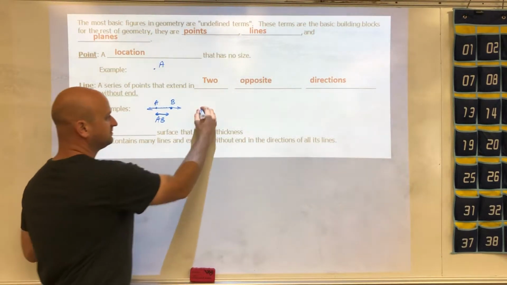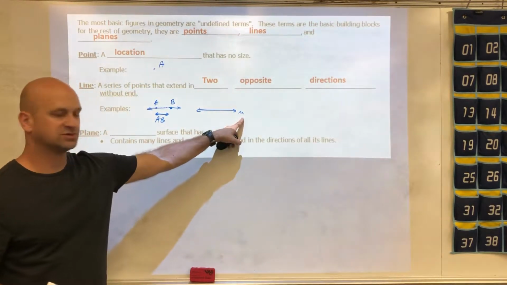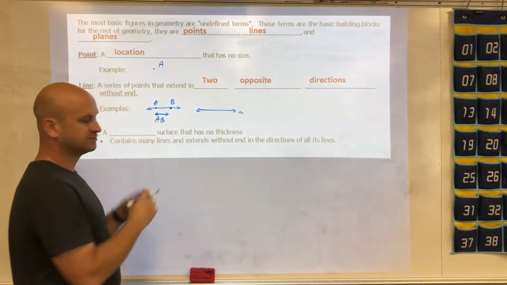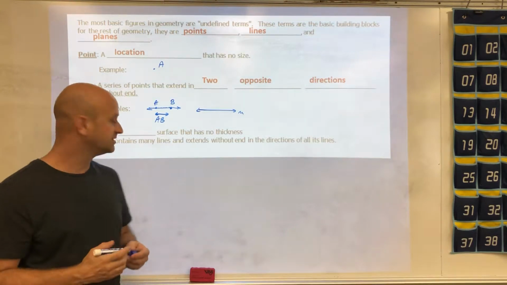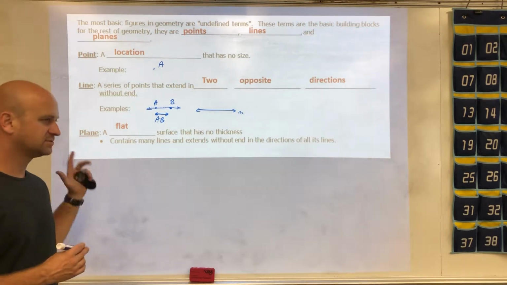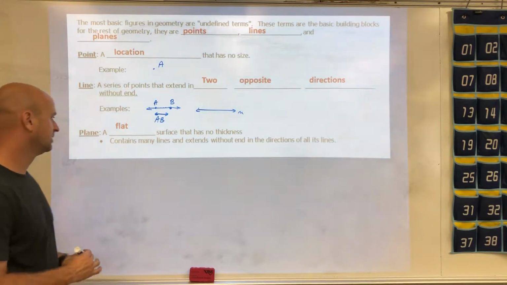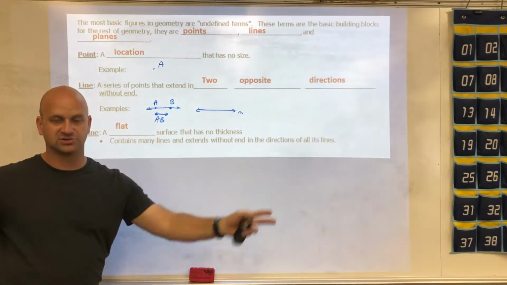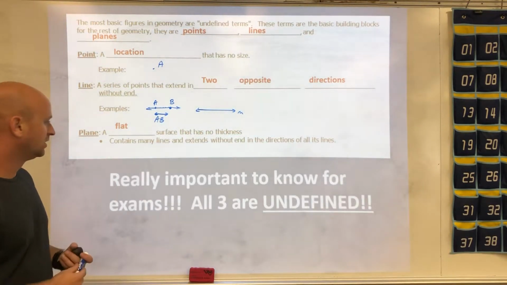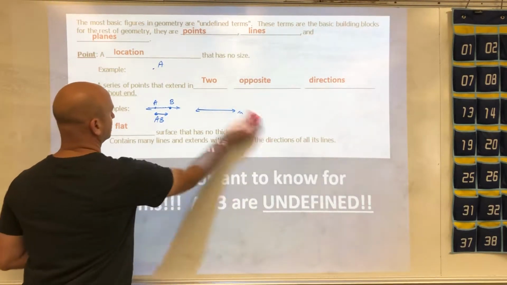Now, there's a different way to identify a line. We can also use lowercase letters. Sometimes we'll see examples where we'll have a lowercase italicized letter. In this case, that's going to be line M. So there's 2 different ways to identify a line depending on how the line is presented. All right, a plane is going to be a flat surface that has no thickness. In class, we'll often talk about a plane being like the board or the floor or the ceiling or one of the walls in the room. It contains many lines and goes in all directions without end, and it contains all of its lines. All right, so it's really, really important for you guys to know that all 3 points, lines, and planes are undefined.